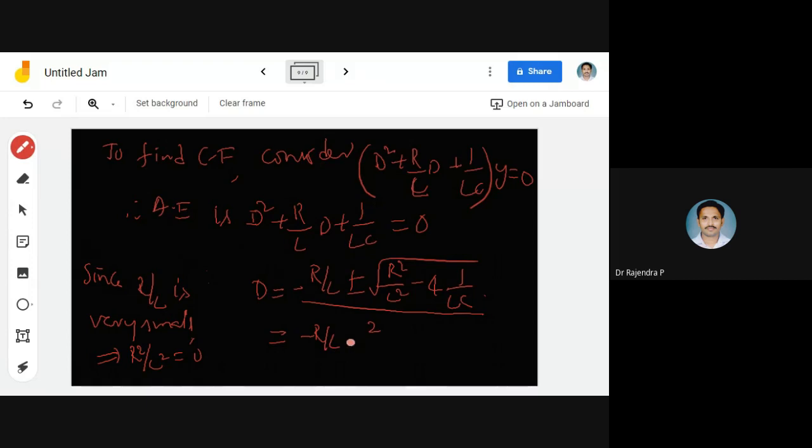Minus R by L plus or minus. Now tell me what is there inside? Minus 4 by 4p square. Very good. So minus 4p square by 2a. Then when I split this, minus R by 2L plus or minus, the 2 gets cancelled. When the 4 comes outside, I get p. So minus R by 2L plus or minus ip, which is your complex root.